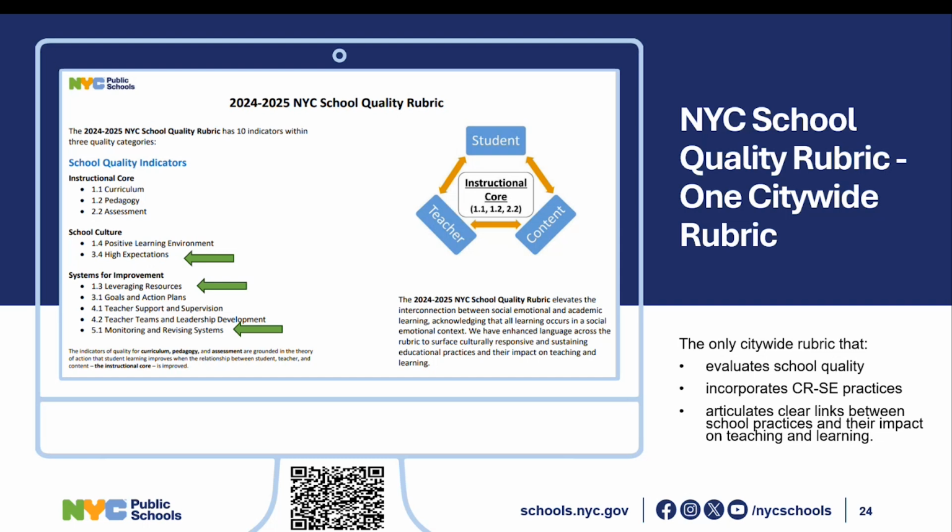So there are 10 indicators on the school quality rubric, and that is the instructional core, which includes curricula, pedagogy, and assessments, school culture, which is learning environment and high expectations, systems for improvement, which are resources, goals, teacher teams, monitoring, and revising systems. Seems like a lot for one rubric to do, but it does it.